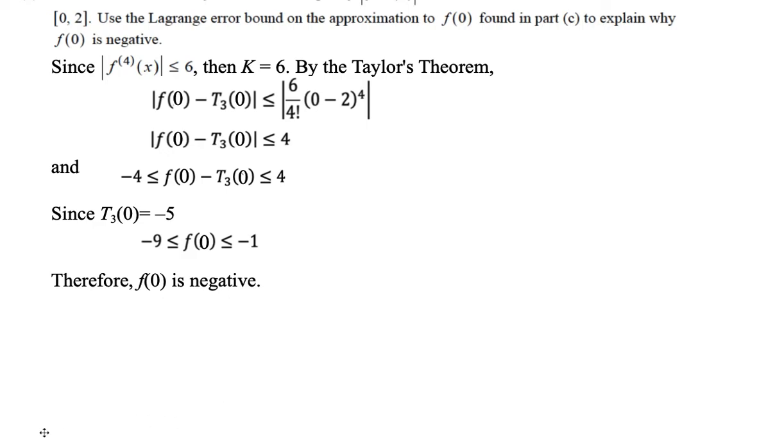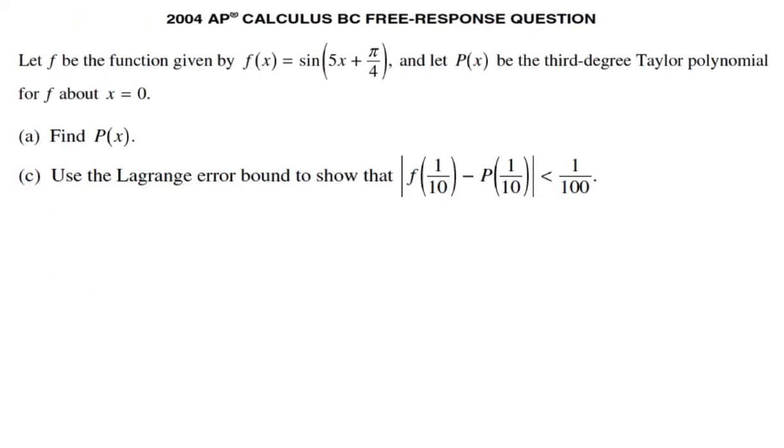Let's consider a second example. Let f be a function given by f of x equals the sine of 5x plus pi over 4, and let p of x be the third degree Taylor polynomial for f about x equals 0. Again, this is the Maclaurin polynomial. Let's find p of x, and then let's use the Lagrange error bound to show that the absolute value of f of 1/10 minus p of 1/10 is less than 1 over 100.